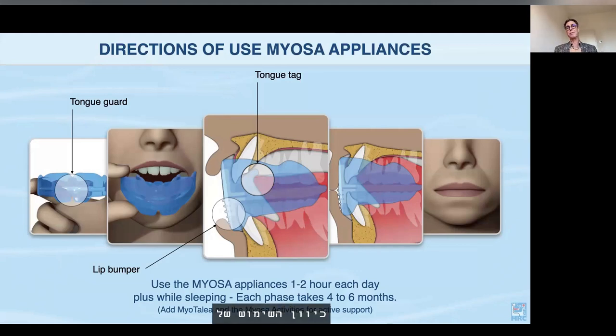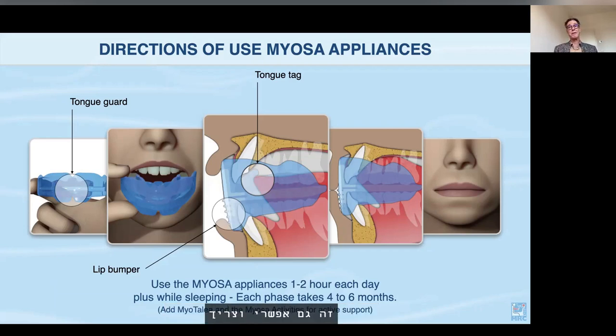The direction of use of Myoza appliances. The Myoza appliances all have the same features, like the tongue tag, the tongue guard, and the lip bumper. All the Myoza appliances are worn at nighttime and 1 hour per day, every day. In treatment, we have 2 or 3 different phases, and we use all phases in treatment. Each phase is approximately 4 to 6 months. So an average treatment of Myoza is around 12 months.